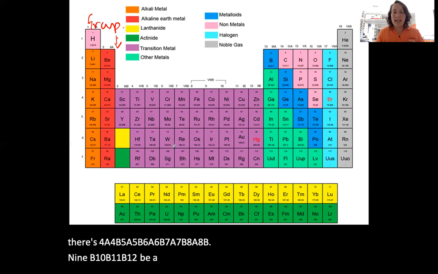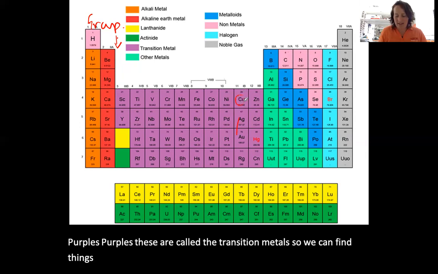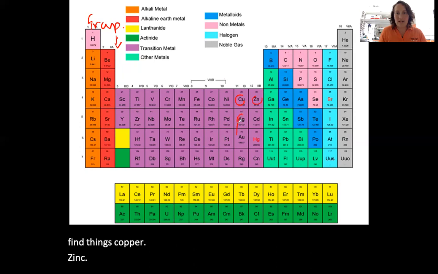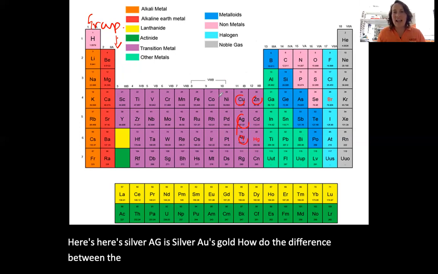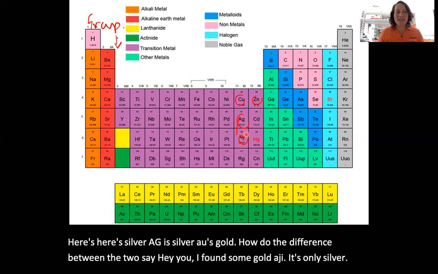Normally, everything in B, this area of purples, is called the transition metals. So we can find things like copper, zinc. Here's silver. Ag is silver. Au is gold. How do you know the difference between the two? Say, "Au, I found some gold. Ah gee, it's only silver." So that's the difference between gold and silver.